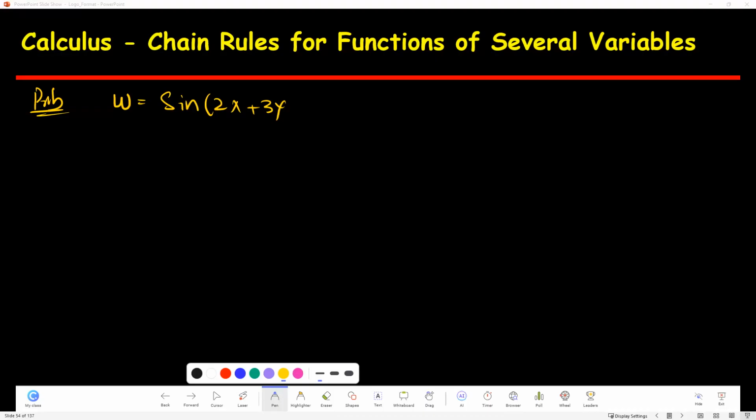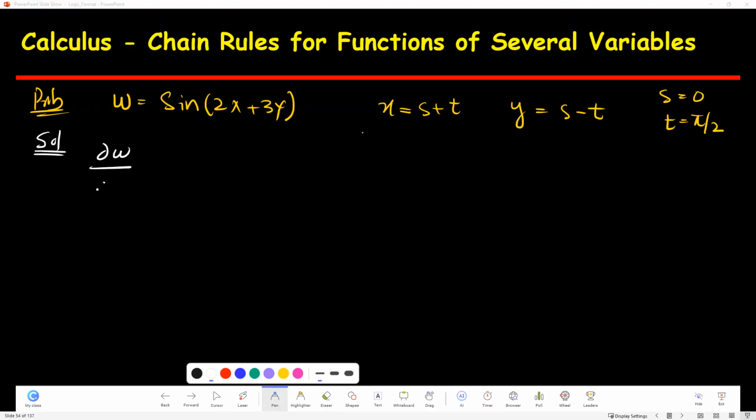In the form of the trigonometric function, my x is given as s plus t, my y is given as s minus t. The value of s is given as 0, the value of t is given as pi by 2. Everything is written separately, so we're not confused. Solution.